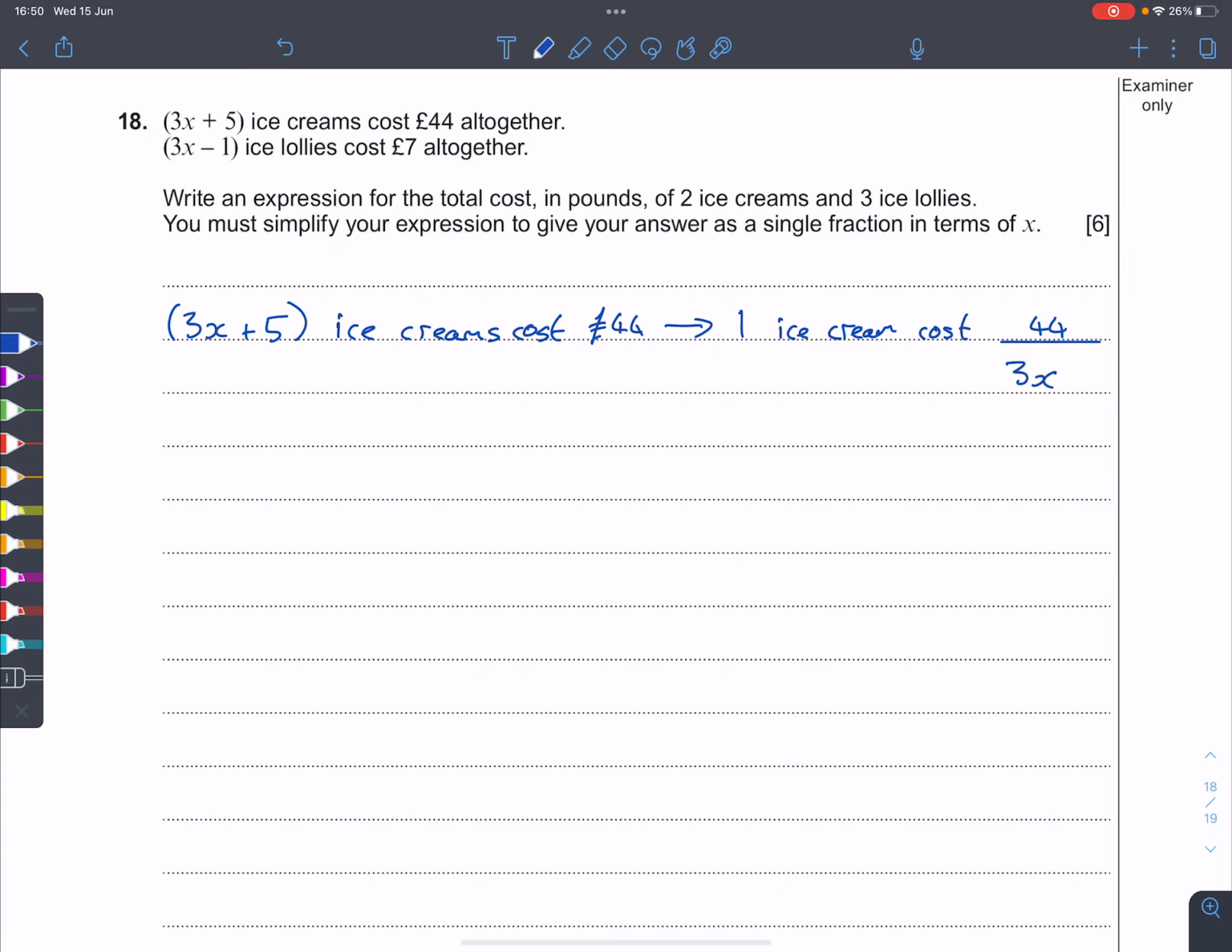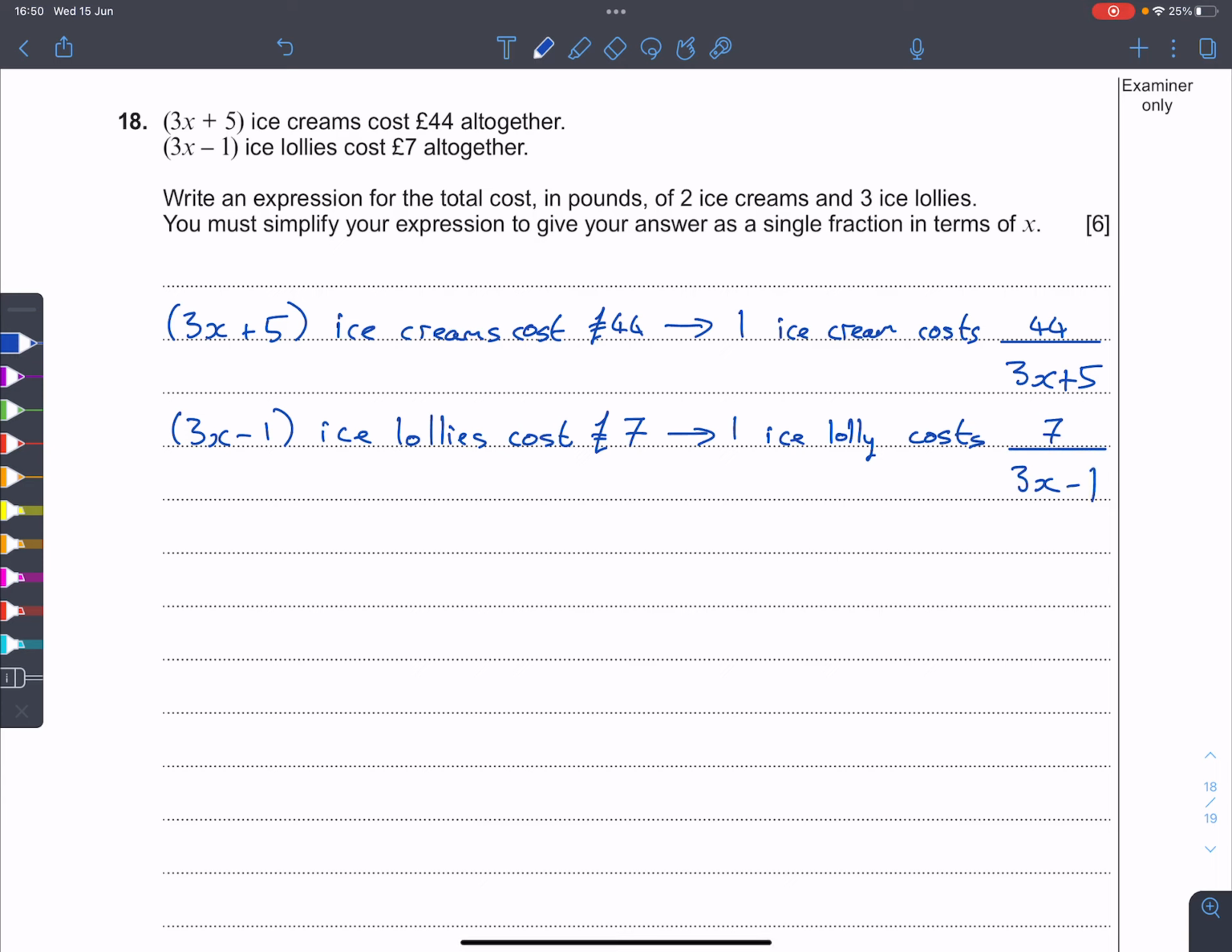So 3x plus 5. In a similar way, if I take my ice lollies, so 3x minus 1 ice lollies cost £7, then that means that 1 ice lolly costs, should have an S on the end there, so it's £7 divided by the number of lollies, 3x minus 1.